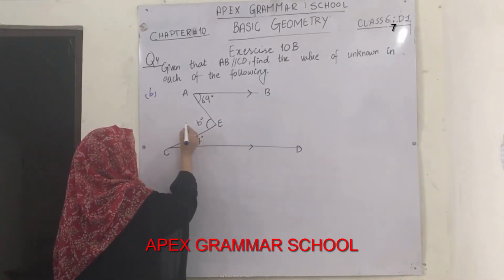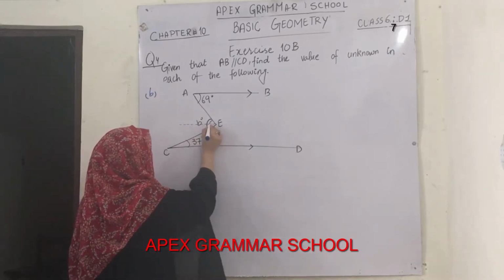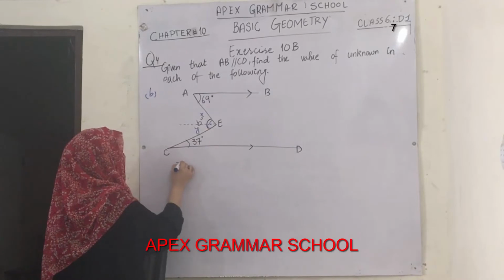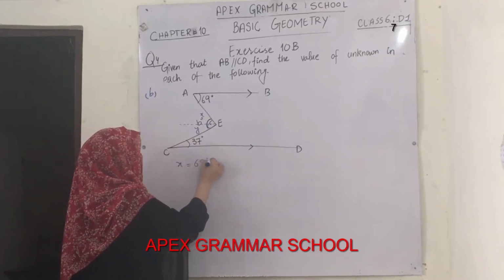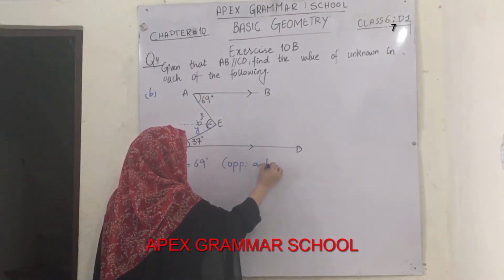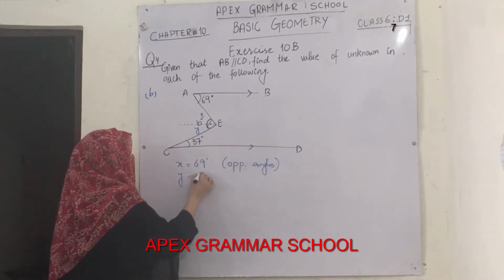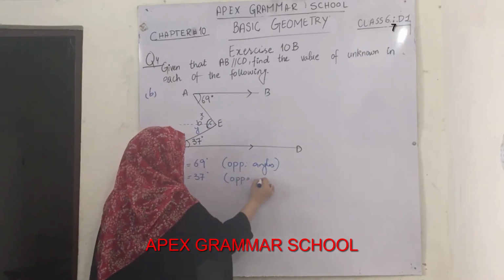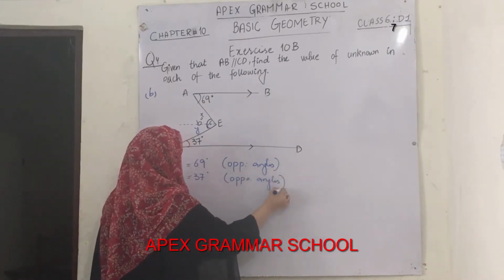So I'm going to split the angle B into two angles x and y. As you can see, x will be equal to 69 degrees because these are opposite angles. Similarly, y will be equal to 37 degrees because again these are opposite angles.